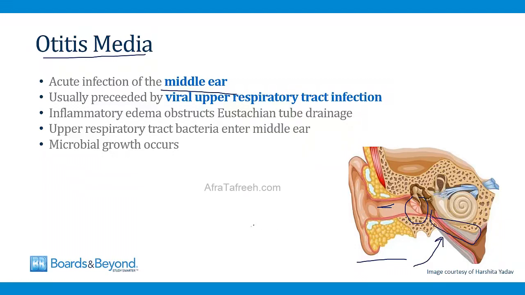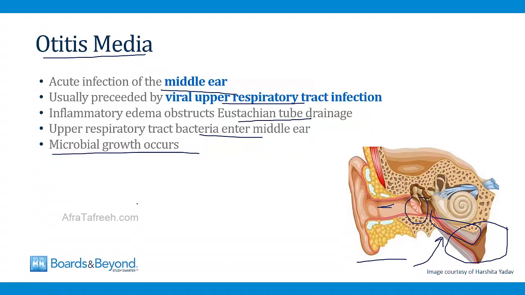Otitis media usually is preceded by a viral upper respiratory tract infection. Viral URIs cause edema and swelling in the outflow portion of the eustachian tube, and this obstructs eustachian tube drainage. As a result, bacteria in the upper respiratory tract can enter the middle ear and colonize it, and microbial growth occurs, and that's what leads to otitis media. And what this means clinically is children who develop otitis media, usually before they develop the ear symptoms, have a couple of days of a runny nose or a cough or some other type of viral upper respiratory infection symptoms.